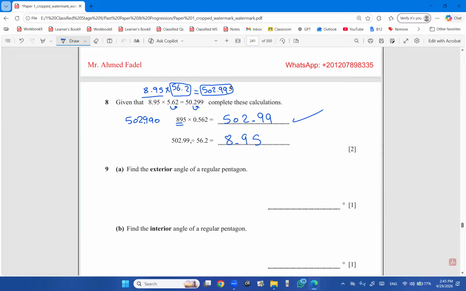Again, all I've done is that for this to become 502.99, it got multiplied by 10. So 502.99 divided by this also got multiplied by 10. So 56.2 will give you the same answer over there, which is 8.95.